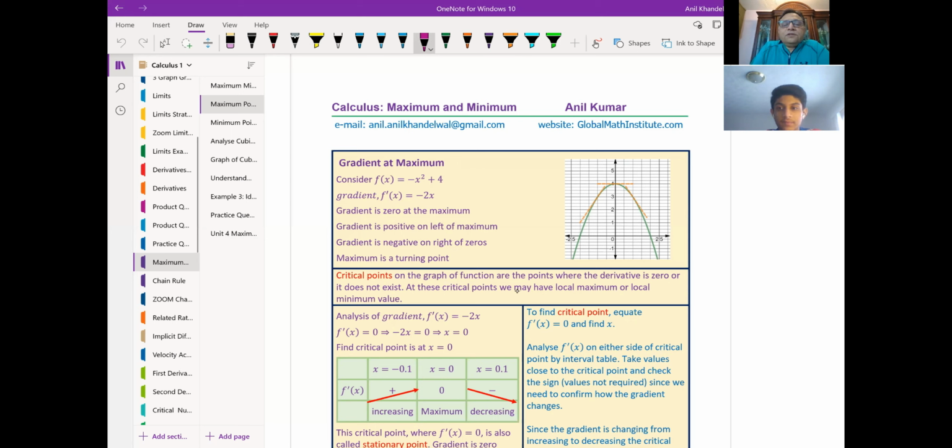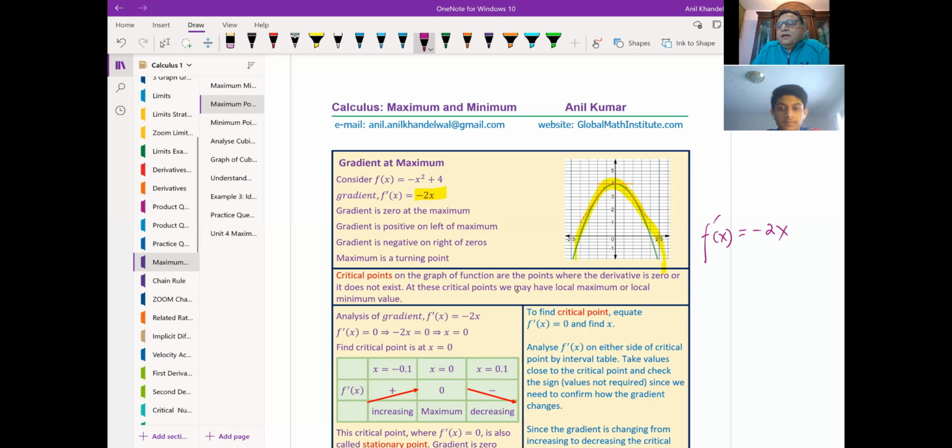So what is the gradient for this? Minus 2x, sir. Minus 2x, right? I also sketched the graph of this particular parabola, which is minus x squared plus 4, right? And so we have a gradient, which is minus 2x. Now, let's try to analyze this gradient. So we are saying that the gradient f prime of x is equal to minus 2x, right?